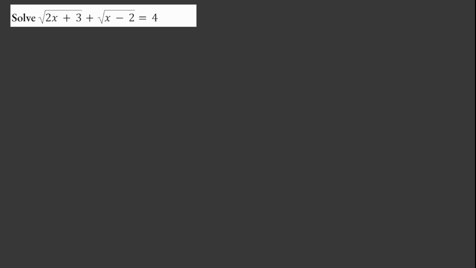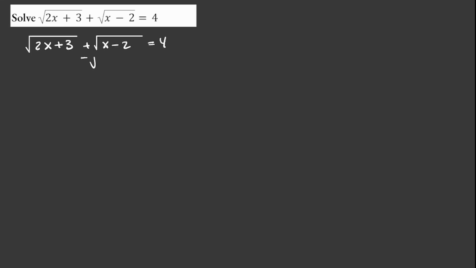Now I'm given an equation where I have two radicals. So the first thing I'm going to do right here is move one of the radicals to the other side of the equation. So here I have the square root of 2x plus 3 plus the square root of x minus 2 is equal to 4.